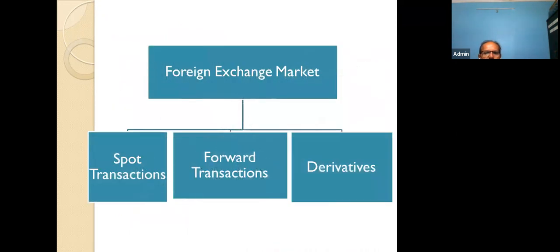Next slide. Foreign exchange market. It is divided into 3 sub markets: spot transaction, forward transaction, and derivatives. Now, we know that spot is the on-the-spot transaction that happens within 2 days. That is known as spot transaction.